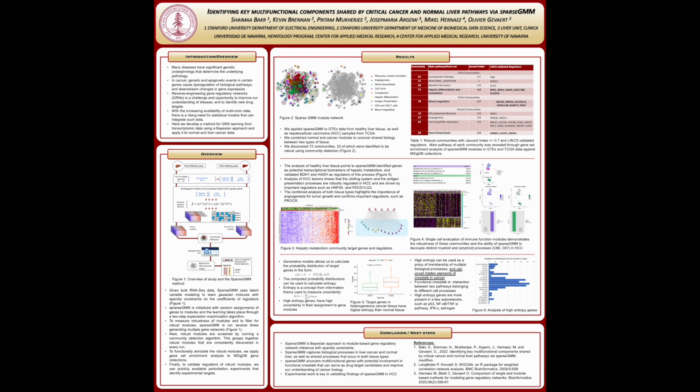To conclude, sparseGMM is a Bayesian approach to module-based gene regulatory network inference with sparsity constraints. sparseGMM captures biological processes in liver cancer and normal liver, as well as shared processes that occur in both tissue types. sparseGMM uncovers multifunctional genes with potential involvement in functional crosstalk that can serve as drug target candidates and improve our understanding of cancer biology.